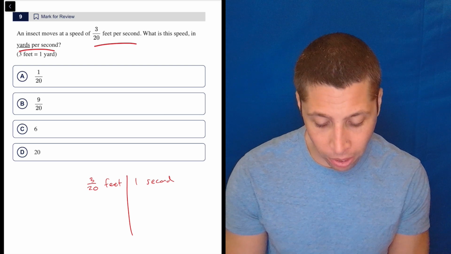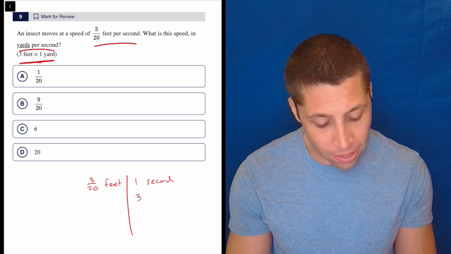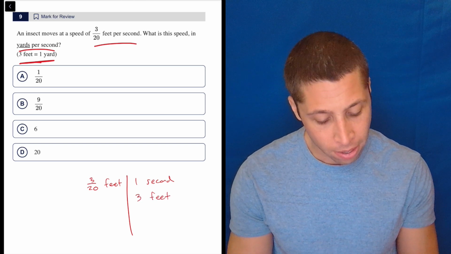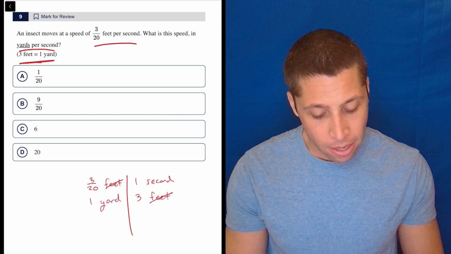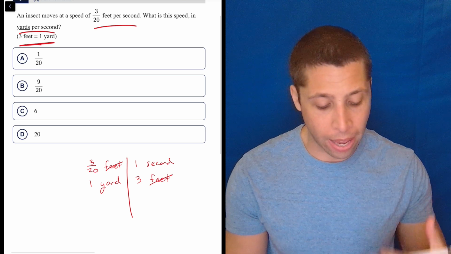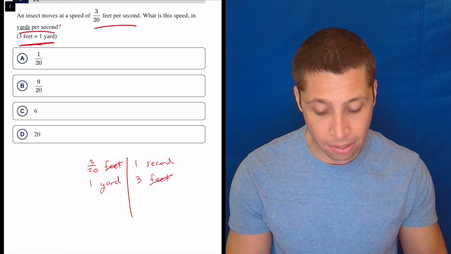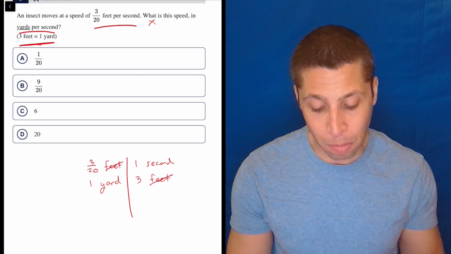Now, what we're trying to do is just eliminate units by having the same unit on the other side. So let's just start right here. 3 feet is 1 yard. This is an easy one because I'm going to write it so that 3 feet is on the right side, so that feet cross out, and then 1 yard is on this side. Now, it seems like I have yards per second, but I also want to make sure that I cross out everything. So in this case, I have to recognize that when they say what, that's my x. So what is the speed in yards per second?